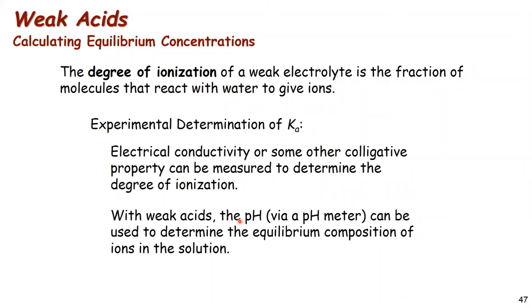Now, with weak acids, we could simply use the pH meter, right? We could measure the pH, and from the pH, we would be able to determine the Ka by using an ice table. And that's generally how we determine Kas and Kbs. We simply measure the pH of the solution. It takes a second. It's non-intrusive, so it doesn't change the solution in any way. So it's a very easy way to determine Kas.